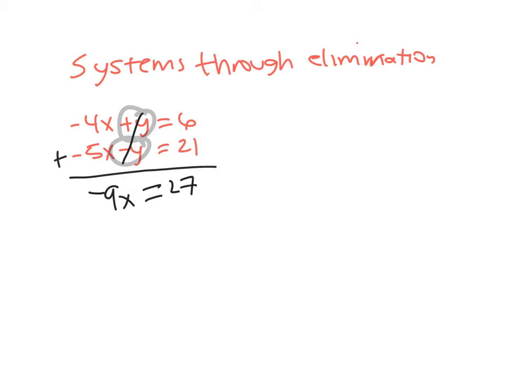And now I can solve for x. So I divide by -9 on both sides. So I get x equals -3. So I know that my x variable is -3.